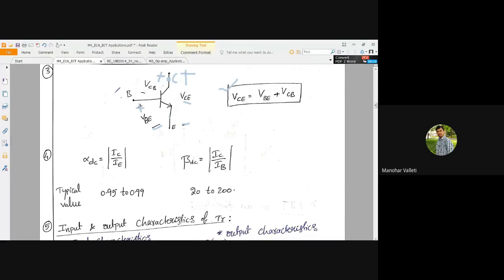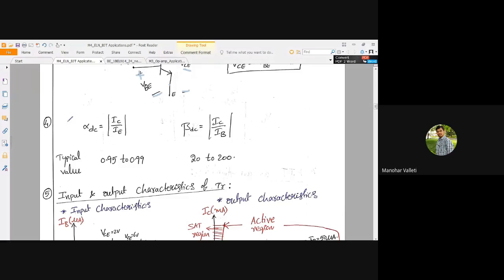These are the currents across the NPN BJT. And if you see the current gains of the transistor, alpha DC equal to IC by IE, and as you know, IE is equal to IC plus IB. So the denominator is always greater than the numerator. So this quantity alpha DC won't be greater than 1, means alpha DC is always less than 1. The typical value is 0.95 to 0.99.